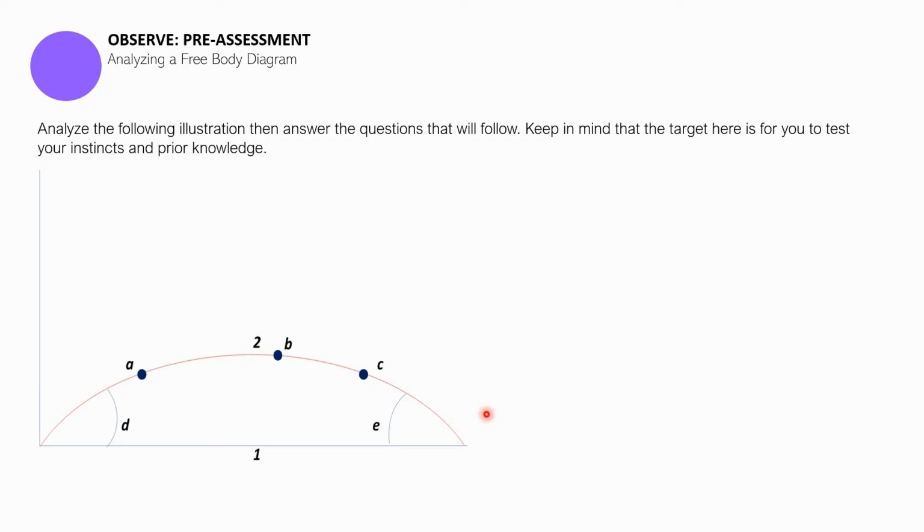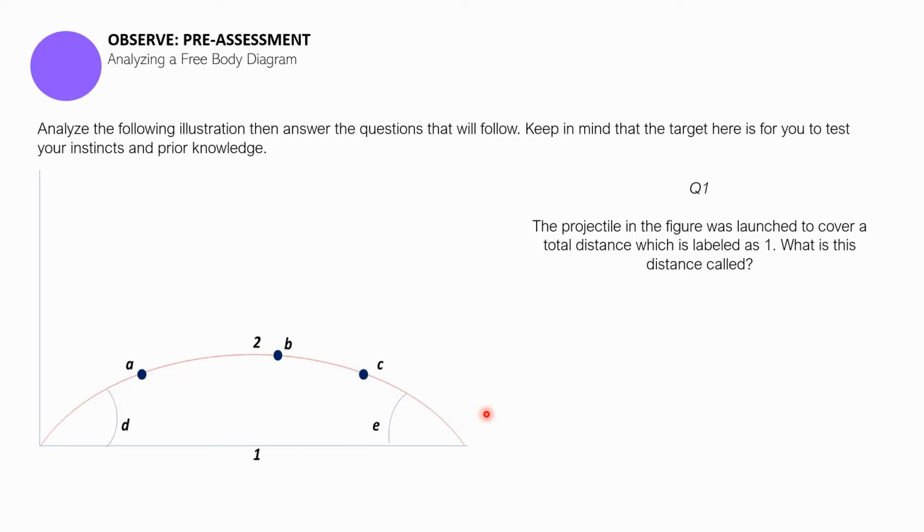Are you done? Okay, let's continue with the following questions, beginning with question number 1. The projectile in the figure was launched to cover a total distance which is labeled as 1. This blue line. What is the name of that distance? What is the term we use to refer to that distance? Again, we're just testing if you know it or not.